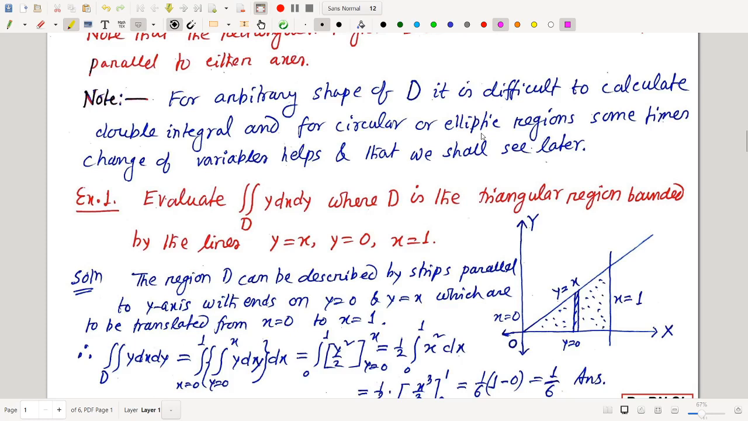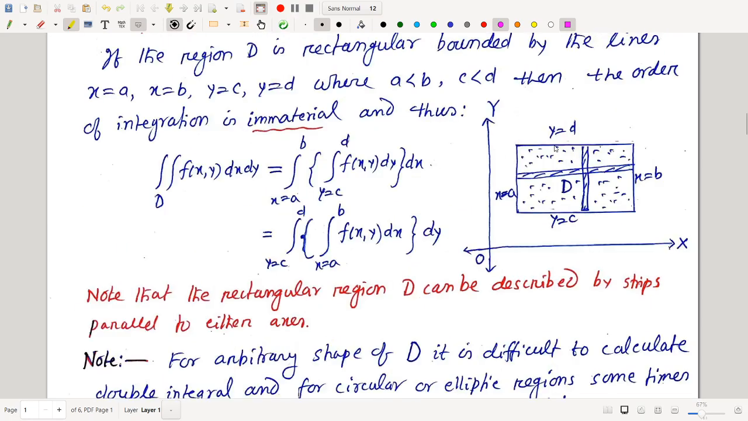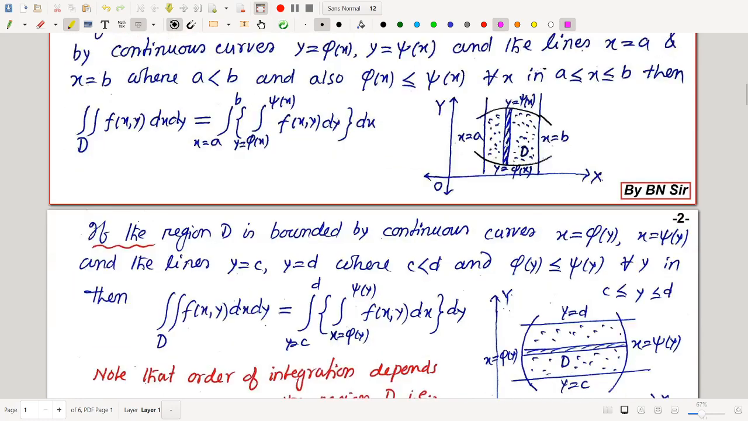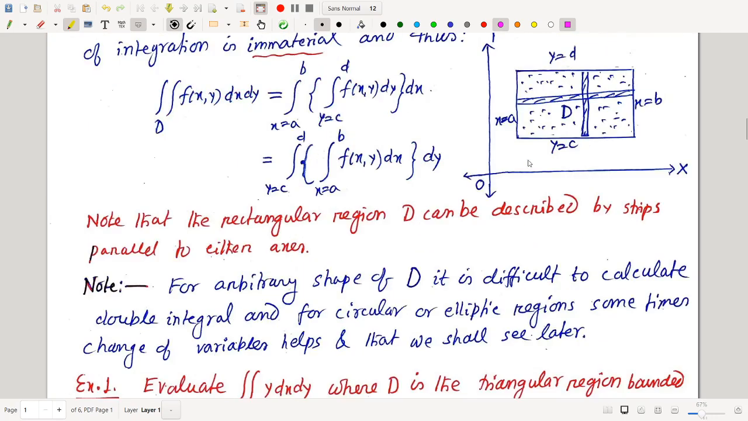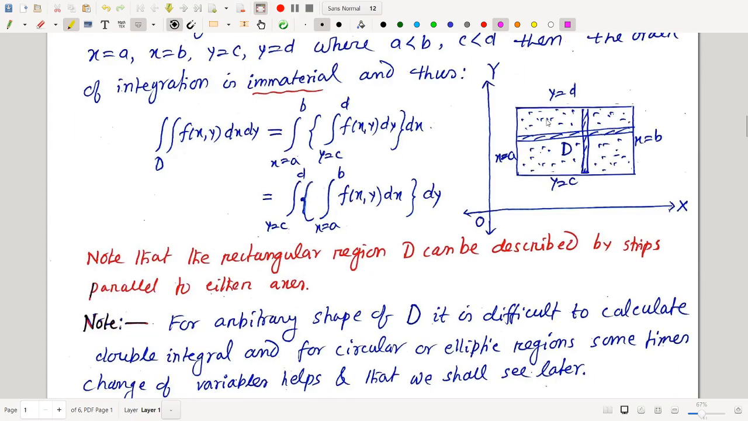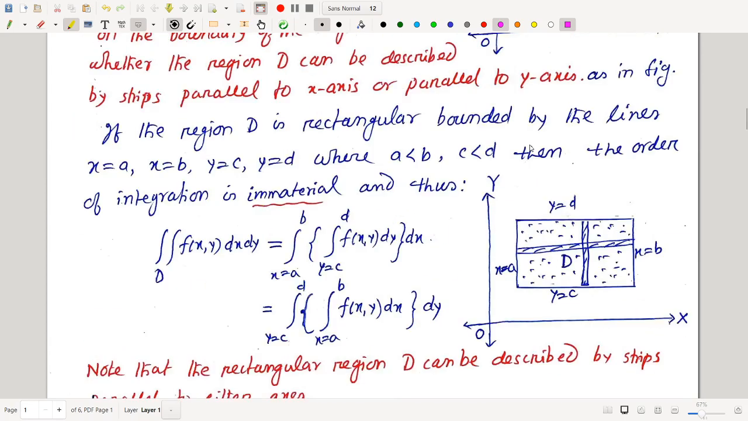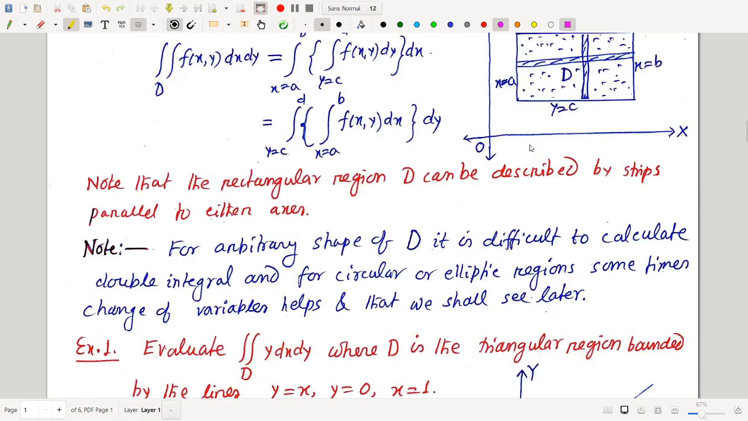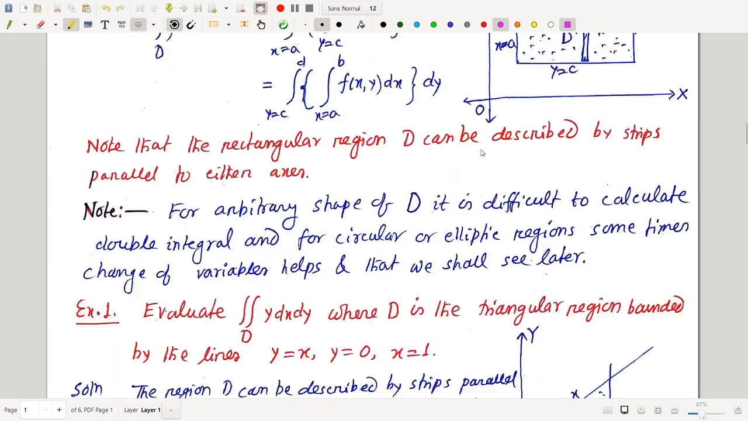For circular or elliptic regions, sometimes change of variables helps, and that we shall see later. So if the region has boundaries like that in figure 1, two curves and two lines, here also two curves and two lines, and here all lines as boundary, then we can calculate easily. If the region has boundaries not like these three figures, then it will be very difficult to calculate. And if the boundary is elliptic or circular, then sometimes with change of variables we shall go to polar coordinates, etc. We shall see it later.